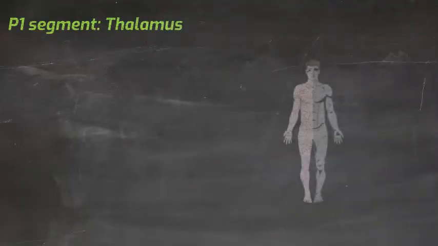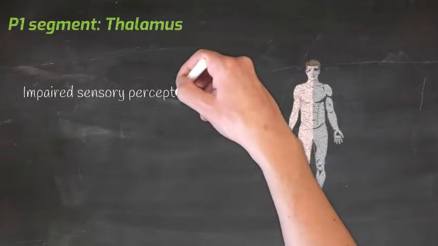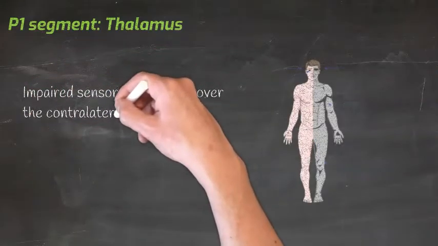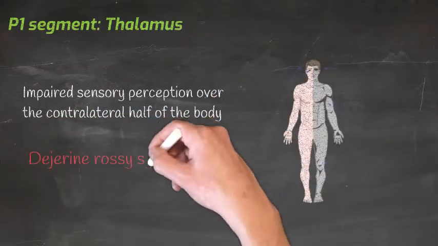Occlusion of the P1 segment also will affect the thalamus, resulting in impaired sensory perception over the contralateral half of the body, a condition called Dejerine-Roussy syndrome.